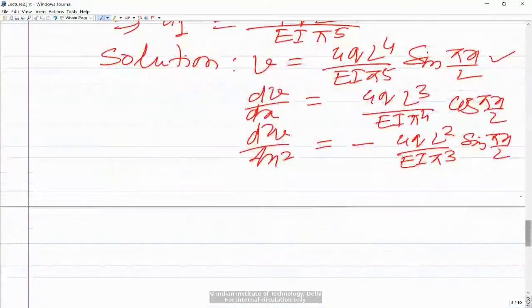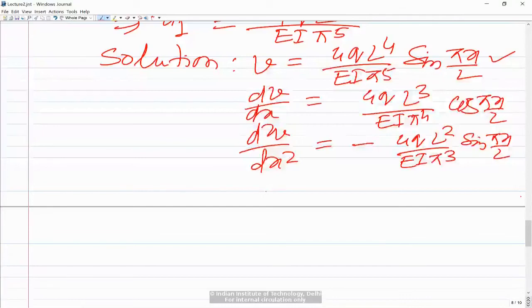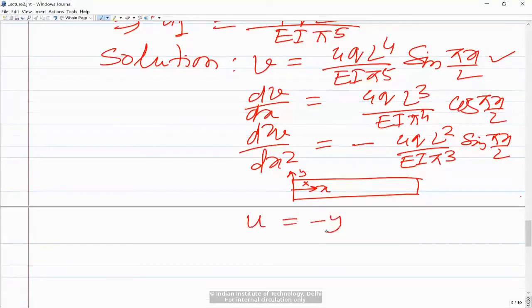So once you have got these, I have not explained all the relations for the Euler-Bernoulli beam, but at any point in the beam, if you want to find v, the transverse displacement, I know this is the beam, and I already said this is the x coordinate and this is the y coordinate. At any point at a distance y from the x axis, if you want to find the axial displacement, u would be equal to minus y into dv by dx.